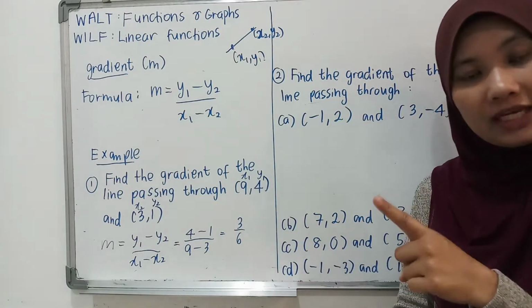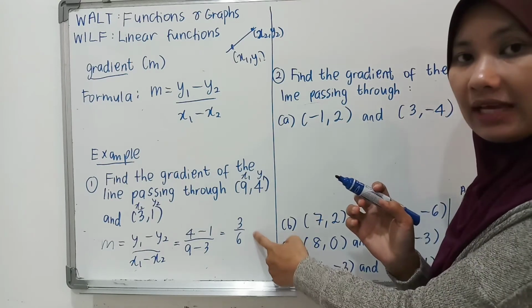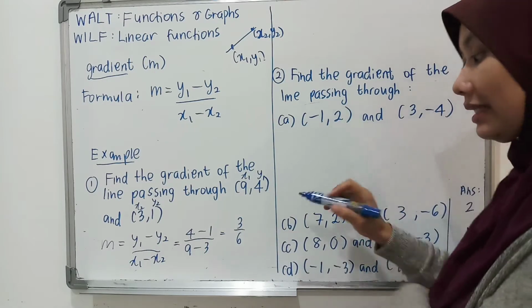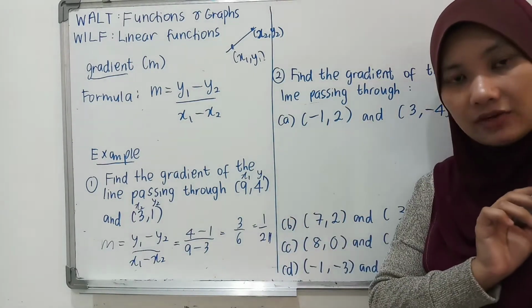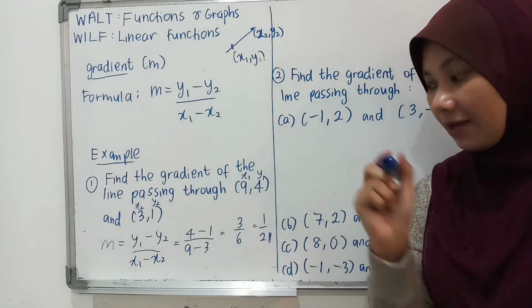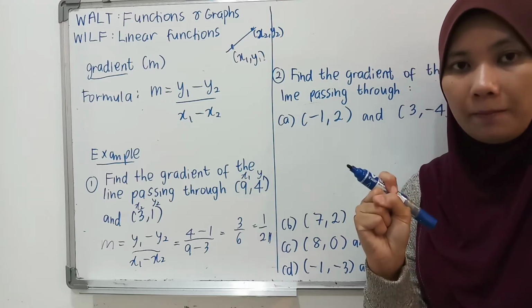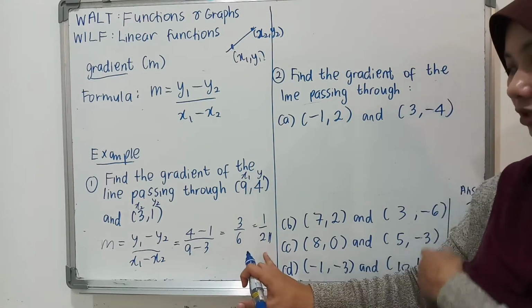Make sure in maths you give your answer in the simplest form. You can still reduce that fraction, right? Divide both by 3, you will get 1 over 2. That's how you get the gradient. Every time, you need to reduce your fraction and give your answer in the simplest form. The mark scheme will only accept this answer, not that answer. So that is your answer.